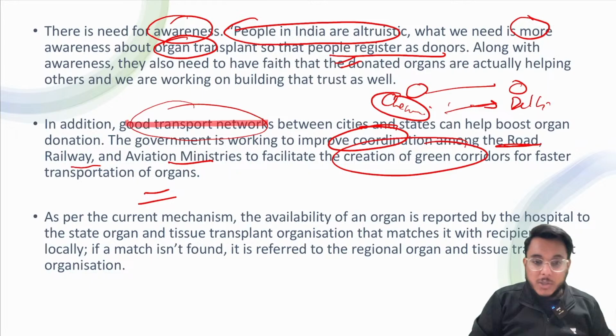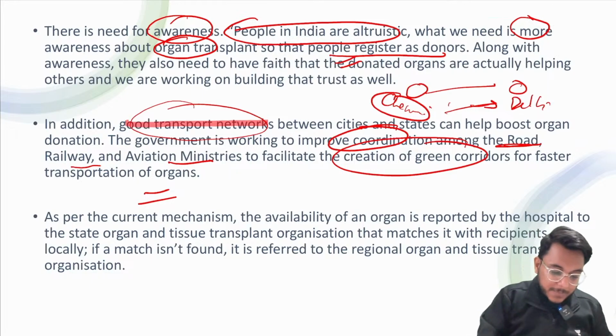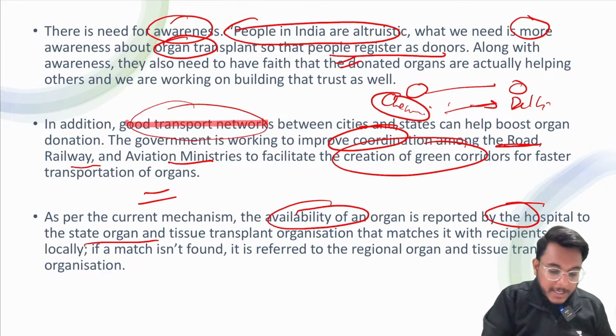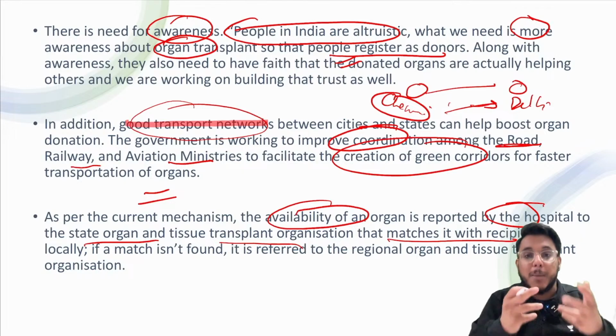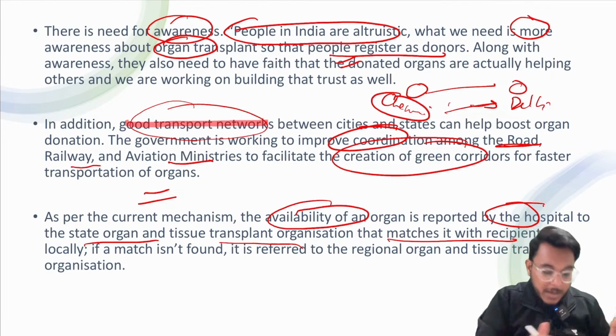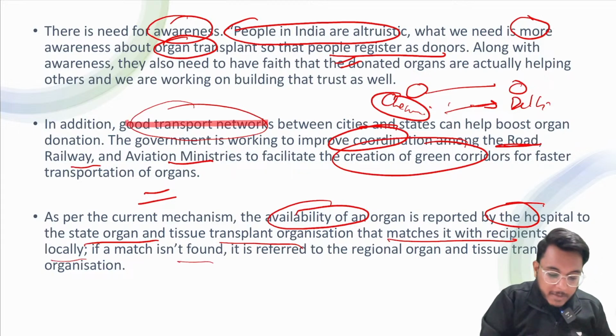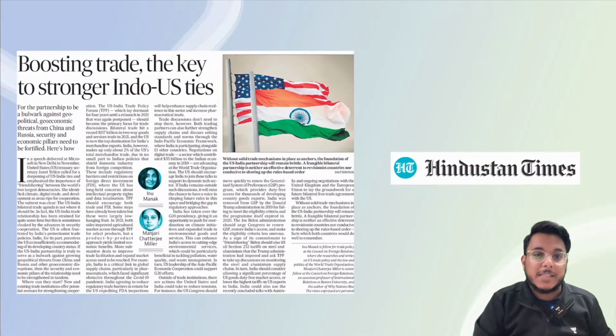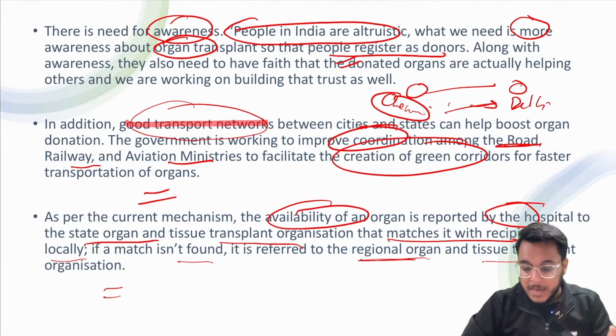After that, guys, the mechanism right now is that the availability of an organ is to be reported by the hospital to the state organ and tissue transplant organization. It will match it with the recipient. For example, there is a heart. Now they will match that, okay, this heart is needed by whom. If a local match isn't found, it will refer to the regional organ and tissue transplant organization. This is how this entire process will go on.